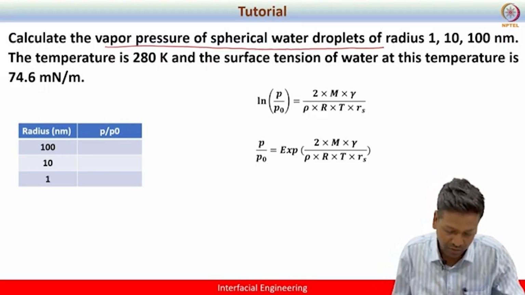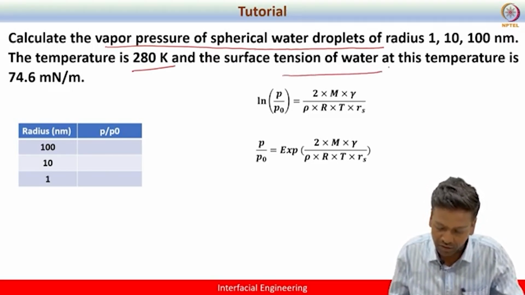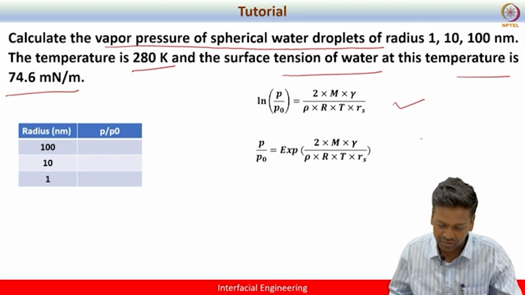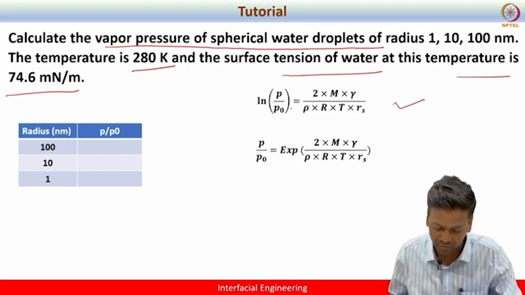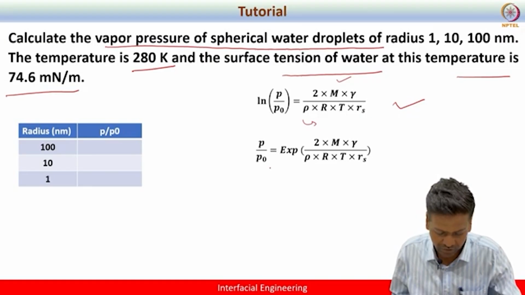The temperature is given, which is 280 Kelvin, and the surface tension of water at this temperature is given as 74.6 millinewton per meter. Now we know the equation, which is nothing but the logarithm of P by P naught, the ratio of pressure, where M is molecular weight and rho is density. All data required have been given. What needs to be calculated is P, the vapor pressure of spherical water droplets.